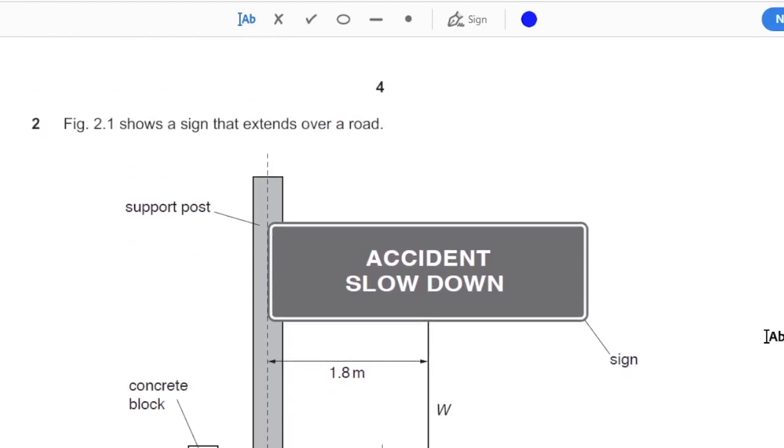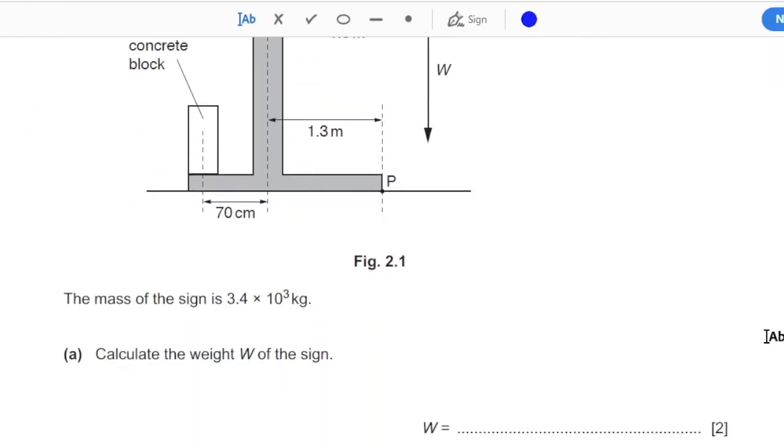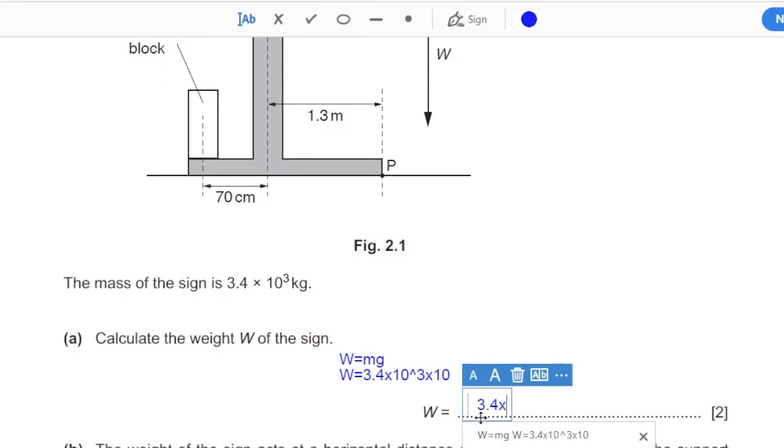Question number 2, figure 2.1 shows a sign that extends over a road. The mass of the sign is 3.4 times 10 to the power 3 kilograms. Part A, calculate the weight of the sign. So the formula is, our weight will be equal to mass, 3.4 times 10 to the power 3, times g, which has a fixed value of 10. So our answer for weight is going to be 3.4 times 10 to the power 4 newtons. Don't forget mentioning the units.